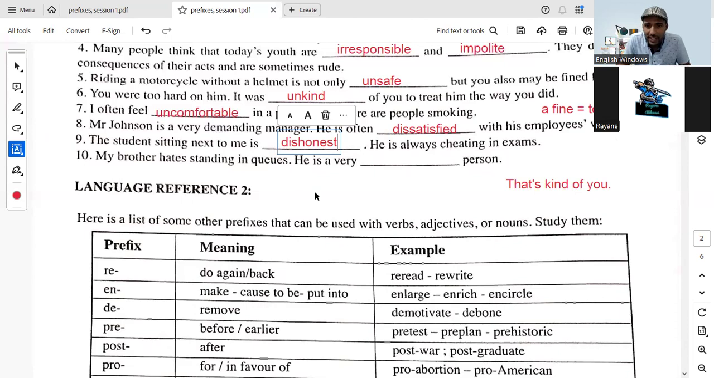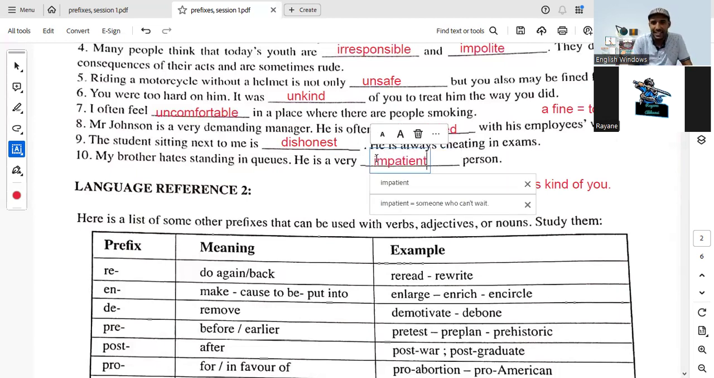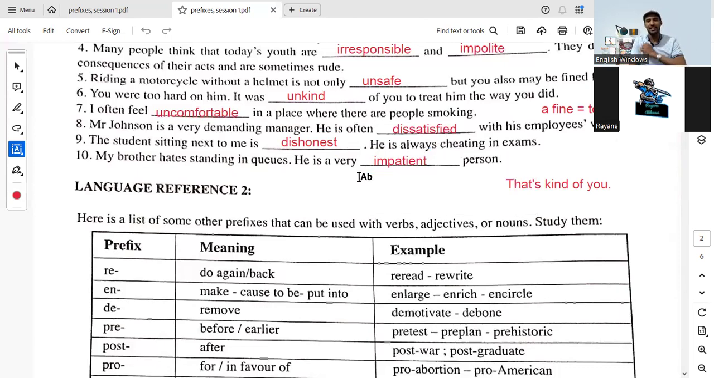Okay, dishonest, right? Yes, dishonest. It means someone who doesn't tell the truth or someone who is cheating, right? Well, number 10. My brother hates standing in queues, right? Okay, you know the queues? Yes, waiting lines. He is a very impatient person. Impatient, excellent job, very good. He can't wait. He's never patient, great. Okay, so that's it.